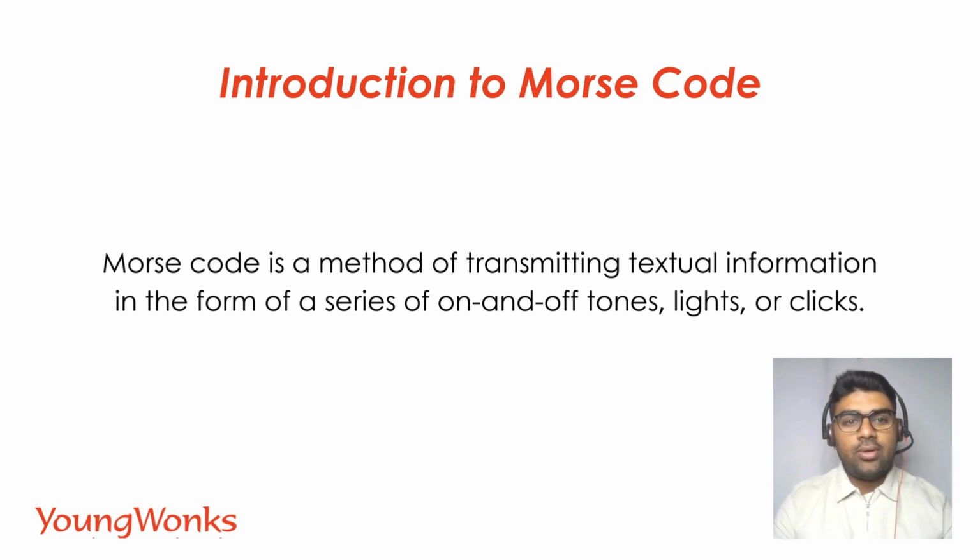Morse code is a method of transmitting textual information in the form of a series of on and off tones, lights, or clicks that a trained listener or observer can easily understand without the use of special equipment. It was invented in the 1830s and 1840s by Samuel Morse and Alfred Vail for use with the telegraph, an early form of electronic communication system.